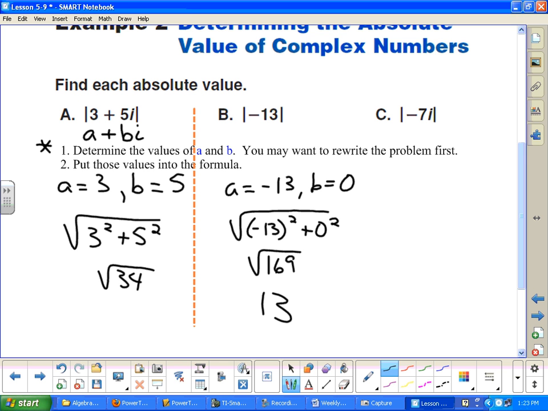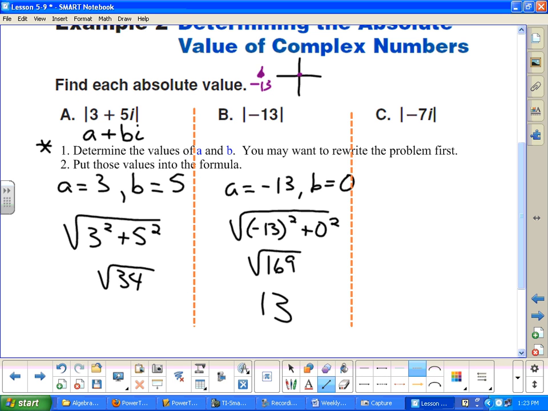But now if you think about it, where's that on the graph? Negative 13 is where? If I graph that complex number, where would it be? Do I go left, right, up, or down 13 for this one? We go left 13. So that complex number is over here. Well, how far is negative 13 from the origin? 13. So in that case, I wouldn't need to use the formula because I know that's 13 units from 0.